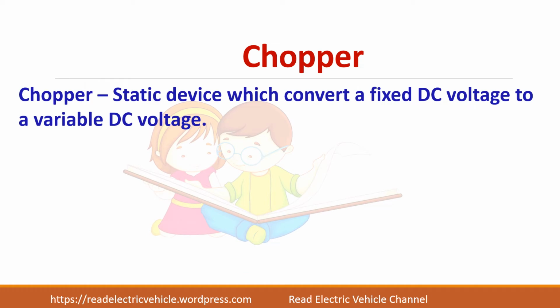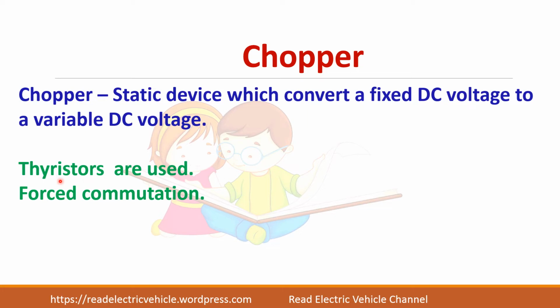Now let us see what is a chopper. So chopper is also a static device which converts a fixed DC voltage to a variable DC voltage. So now we know both chopper and DC-DC converter are same, except that when you use thyristors, we call that as chopper, because in earlier days we were using thyristors and we call it as chopper.